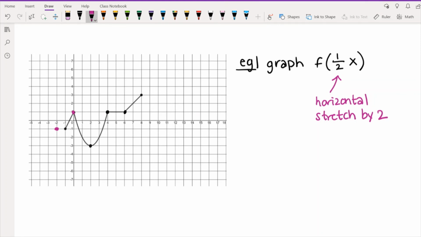Next point originally had an x coordinate of 2. We're going to double that, and that will give us an x coordinate of 4. This next point originally had an x coordinate of 4. Multiply that by 2, and we get an x coordinate of 8. Next point originally had an x coordinate of 6. We double that, and we get 12. And then the last point originally had an x coordinate of 8. We double that, and we get 16. So now I'm going to connect the dots.